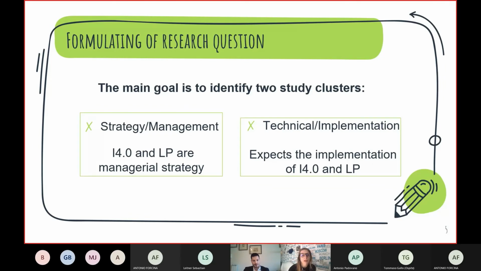The first step is called the formulation of a research question, identifying the research question. In this paper, the research question examines the identification of 2 different study clusters. The first study cluster is called strategy management and considers Industry 4.0 and Lean Production as managerial strategy. The second cluster is called technical implementation and expects the implementation of Industry 4.0 and Lean Production in the companies. Next, please.